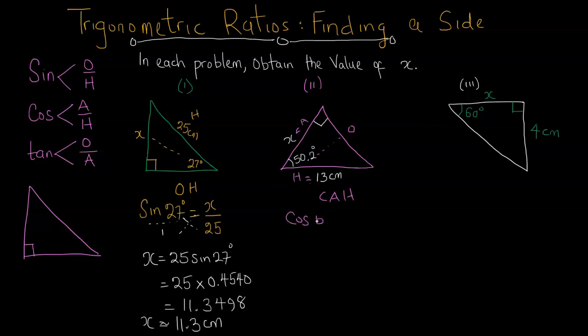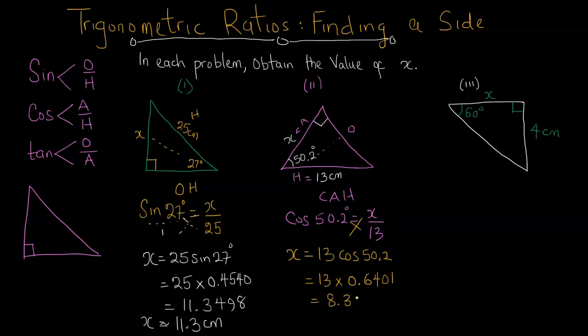Thus, the cosine of the angle 50.2 degrees is going to be equal to adjacent, that's x, over hypotenuse, that's 13. We are going to cross multiply as usual, and this is going to fetch us x equals 13 cos 50.2. This is 13 times cos 50.2, which is 0.6401. Multiplying that by 13 gives 8.3214. And if we approximate correct to one decimal place, that gives 8.3 centimeters.